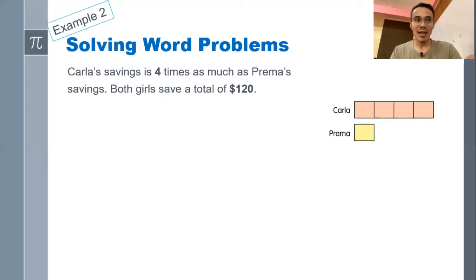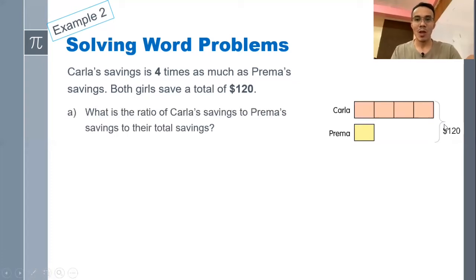The problem says both girls save a total of $120. The total quantity is given, therefore this one here should be $120. This is the total. Let's have the questions. Letter A. What is the ratio of Carla's savings to Prema's savings to their total savings?